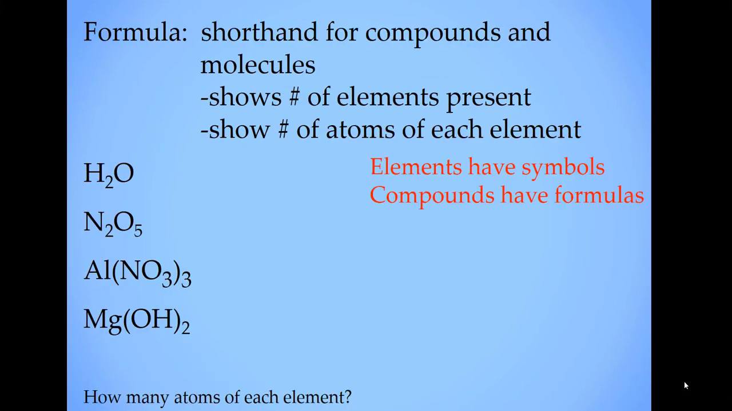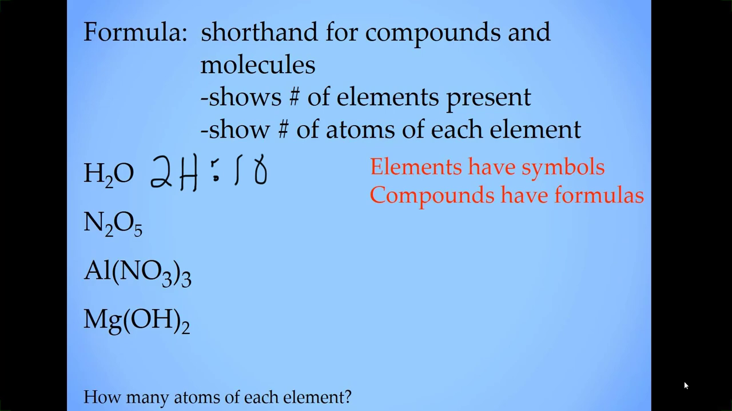Now let's talk about formulas. A formula is a shorthand for compounds and molecules. And what's important about a formula is it shows the number of elements present. And it specifically shows the number of atoms in a ratio, and we use the symbol of the element in the formula. So let's look at our first formula here, one that most people are familiar with. So H2O. This has the common name of water. And what does it tell us? It tells us there are 2 hydrogens for every 1 oxygen.